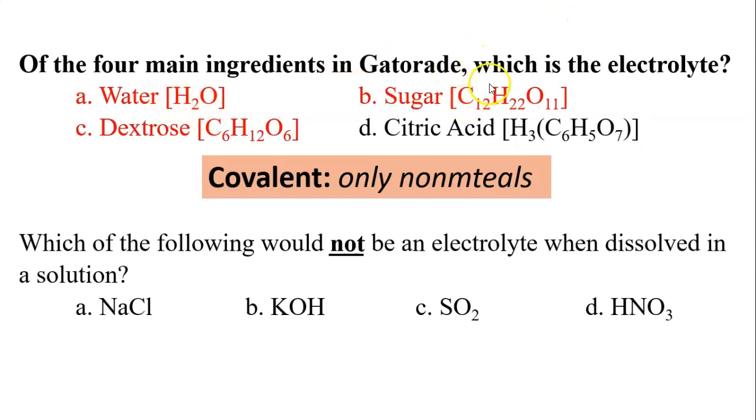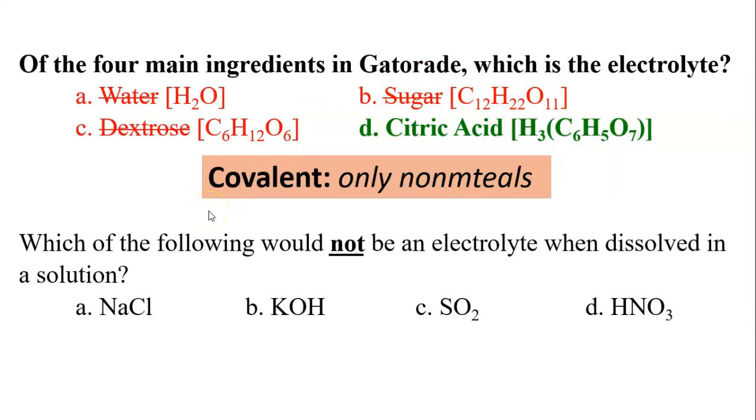Okay, sugar, only nonmetals. Dextrose, another sugar, only nonmetals. So those 3 we would say are covalents. Citric acid, okay, with that H in front in a special way. We're going to say this one is our electrolyte. So citric acid, that's the electrolyte of those 4.